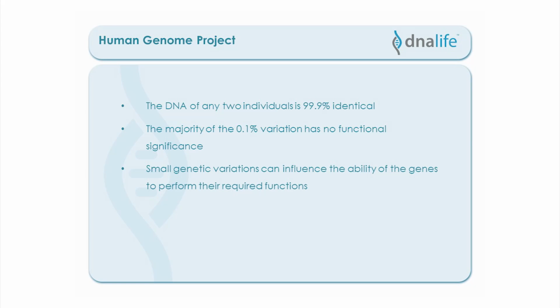The major outcomes of the Human Genome Project and the very basis of the work that we do within DNA Life was the realization that the DNA of any two individuals is as much as 99.9% identical. And furthermore, that the majority of the 0.1% variation has no functional significance. But crucially, there are small genetic variations within our DNA which can influence the ability of the genes to perform their functions. Now, when we talk about genetic changes, these can happen on two levels.